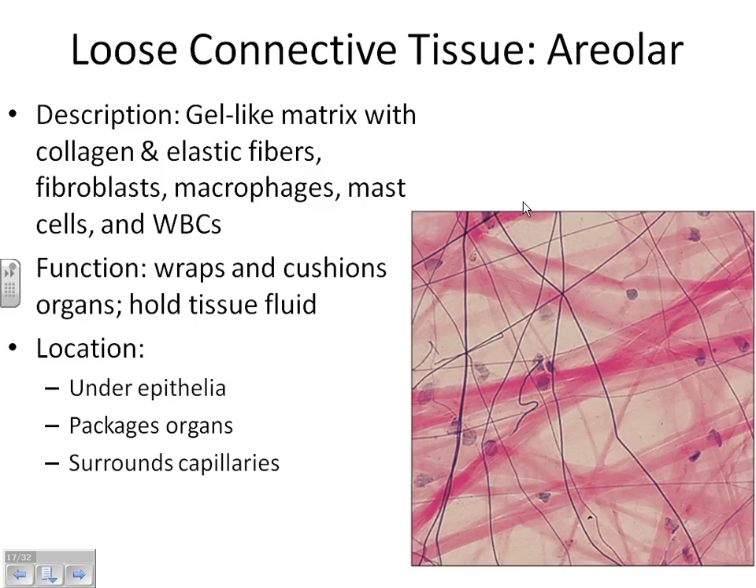First is loose connective tissue, also called areolar connective tissue. Okay? When you look at this, tell me what type of fibers you see. Collagen and elastic. Very good. The pink ones are the collagen fibers. They're thicker, more straight. The elastic are the dark purple, skinnier, a little bit more twisty.